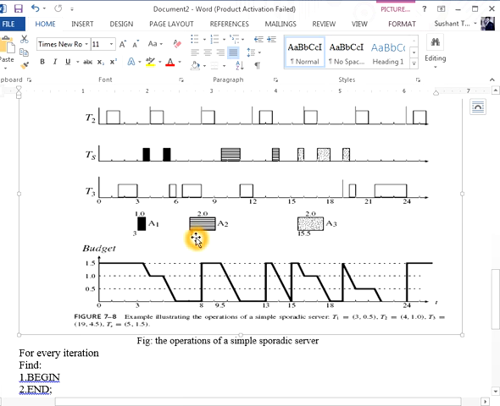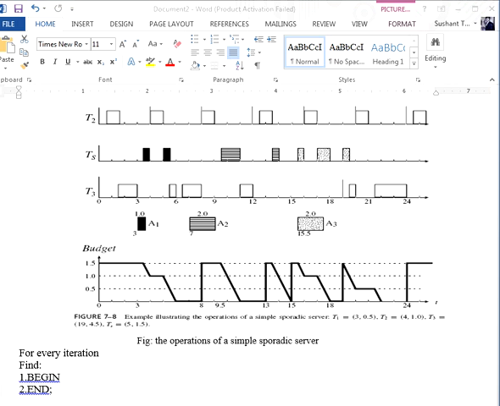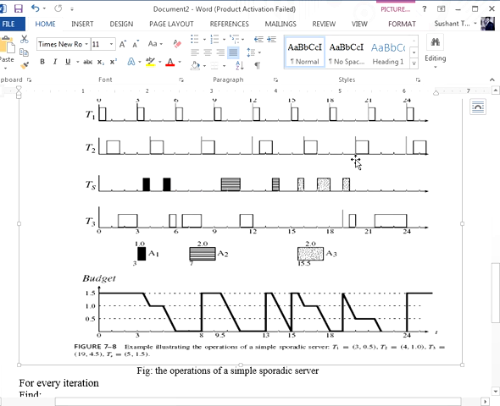And now see at point 7. At point 7 the sporadic job A2 has been released, but it is not executed by the server at 7. Why? Because the budget here is null. Now as per the rule, you will need to find the latest effective replenishment time and the next replenishment time.